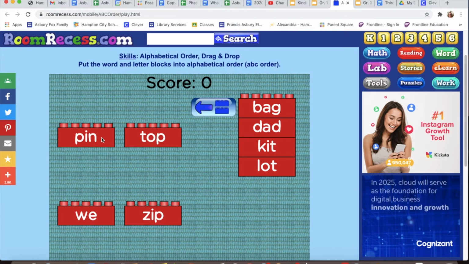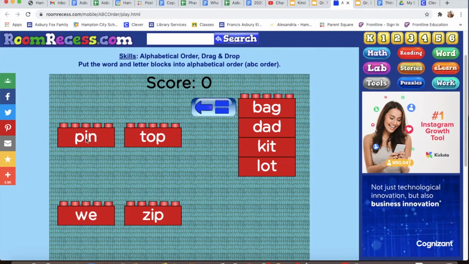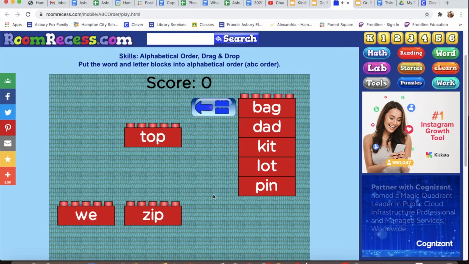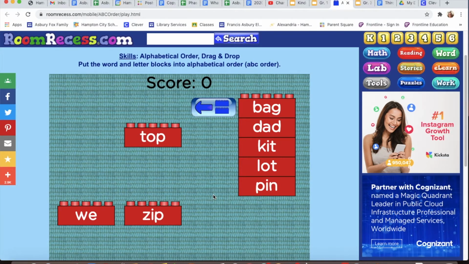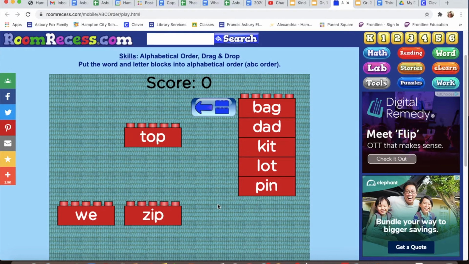P. Let's see, do we have a word that starts with P? Yes, we do. Pen. Excellent. I'm going to move pen to my list. Good job. What comes after P? Q. Good job. Do I have any words that start with a Q? Nope. What comes after Q? R. Do I have any words that start with R? Nope. What comes after R? S. Do I have any words that start with S? Nope.